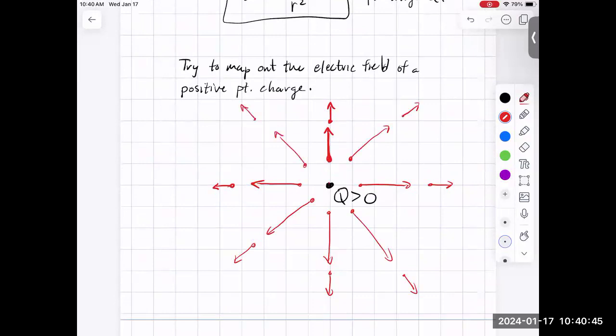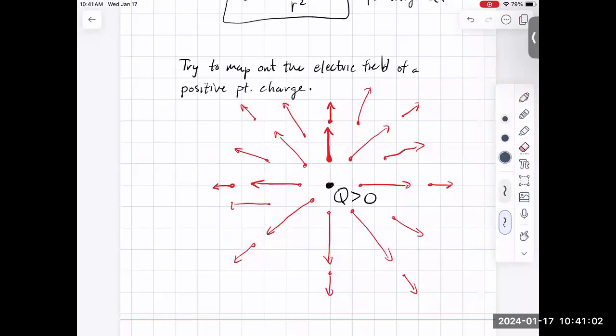And, you know, I can't draw vectors at every single point in space, but in principle, you could put your point anywhere you want, and you would always be able to map out the electric field in this way. I can do that one a bit better, I think. Okay, and so the electric field looks something like this for a positive point charge.